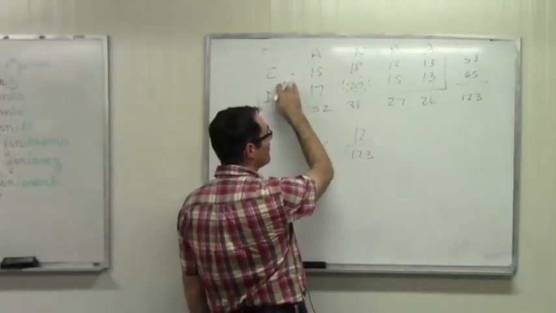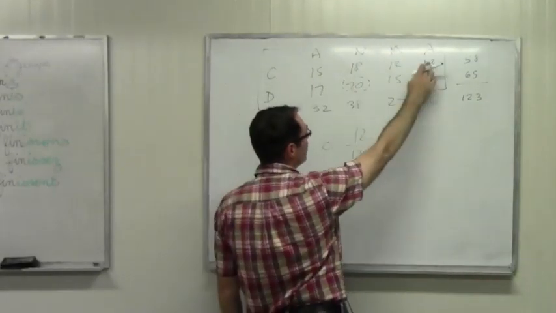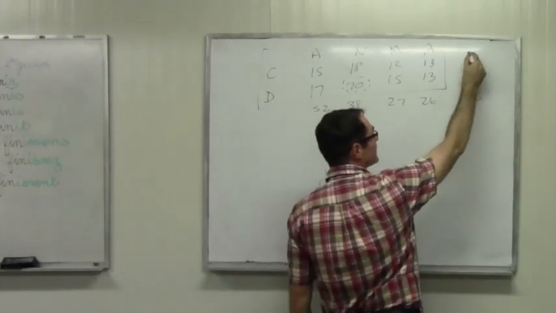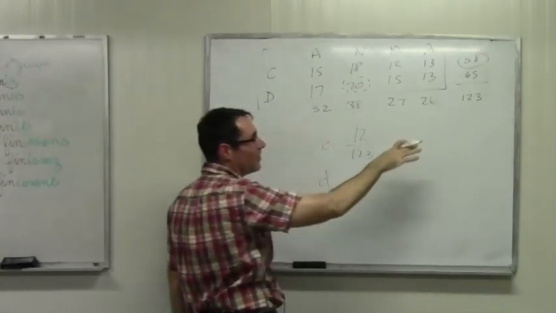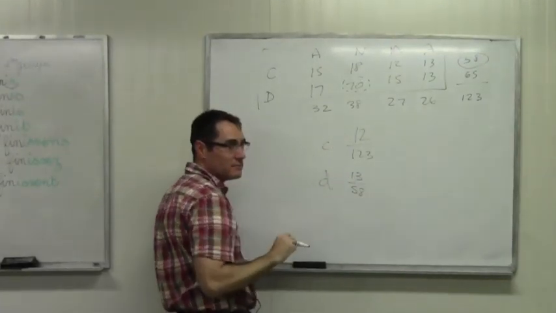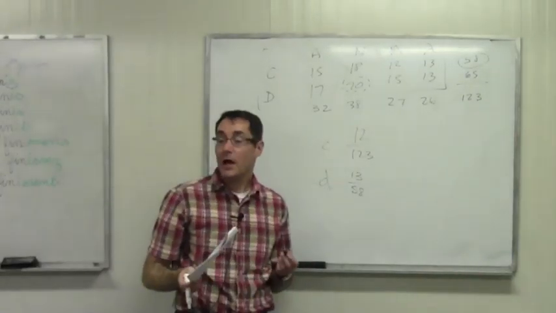Well, do we need to worry about the dogs at all? No. So we need to go cats in the Air Force. That's 13 out of how many? 58, because that's how many cats there are. Forget about the dogs. 13 out of 58. OK?